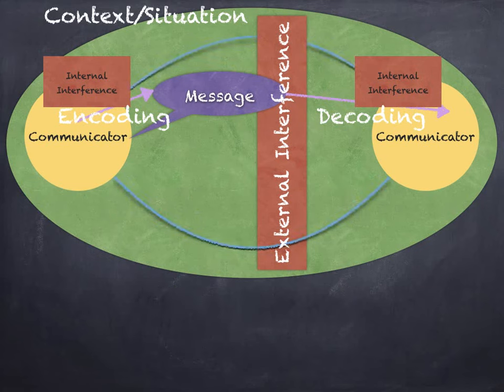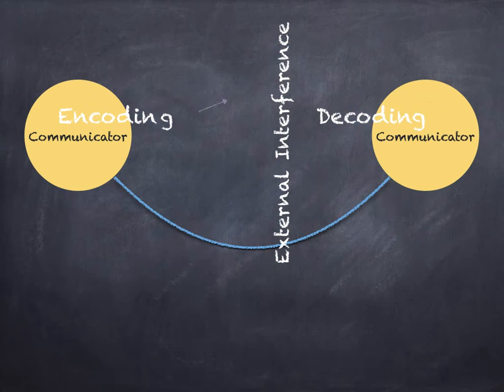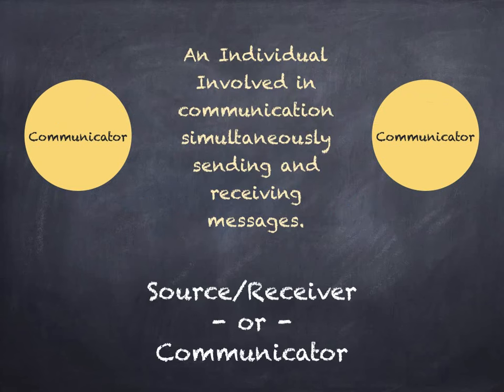First off, let's just take everything away and start with the basics. When we start, the first thing that we need to talk about when we talk about communication is we have two people talking. Those two people are referred to as the communicator. Some textbooks refer to them as the source receiver. If you're in public speaking, it's referred to as the speaker audience. I prefer the term communicator because it seems to encompass everything that's actually going on, but the communicator is essentially an individual involved in communication, simultaneously sending and receiving messages.